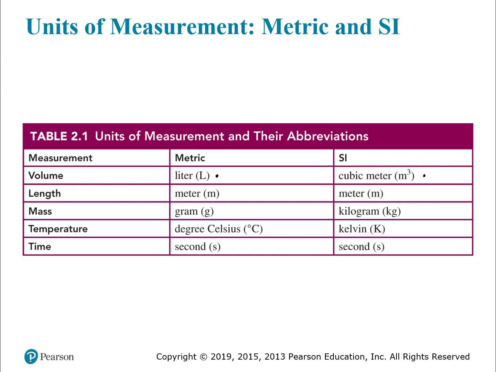One notable difference, though, is the degrees Celsius versus Kelvin. Kelvin is an absolute temperature scale, and we'll talk about that in a second. And time, we use seconds for both. So you need to know the differences between these two. You need to look at a unit of measure and know whether or not it's metric or SI.